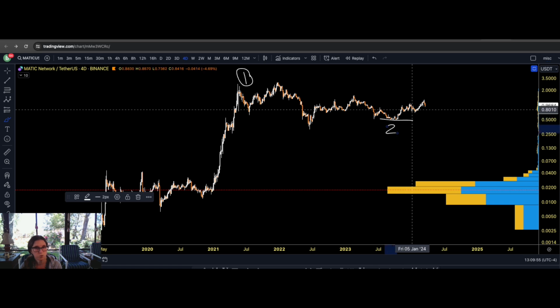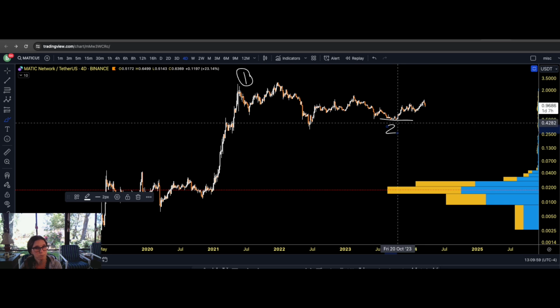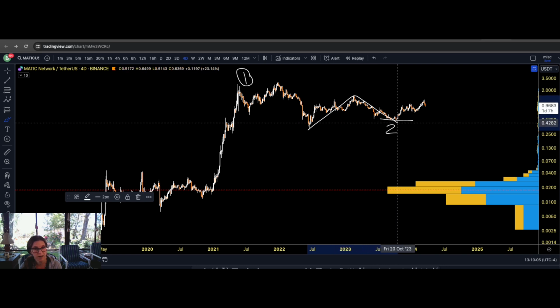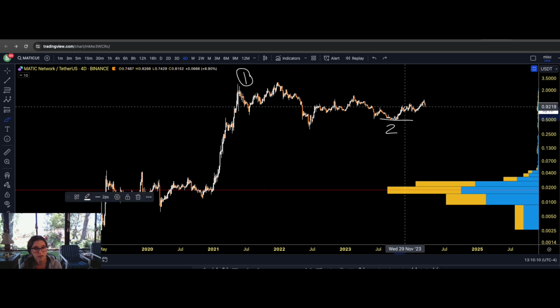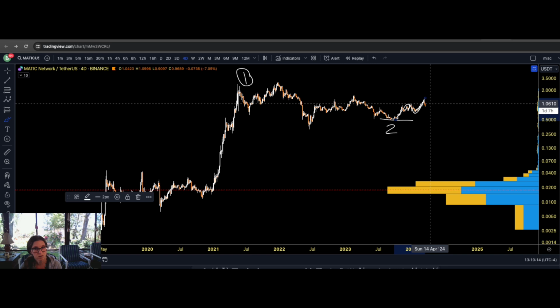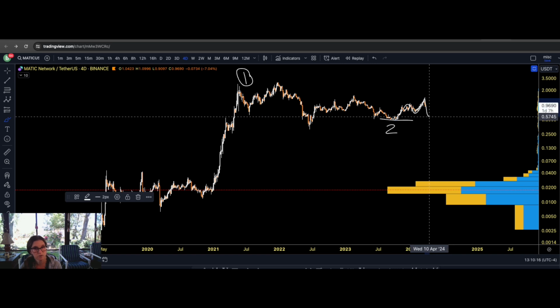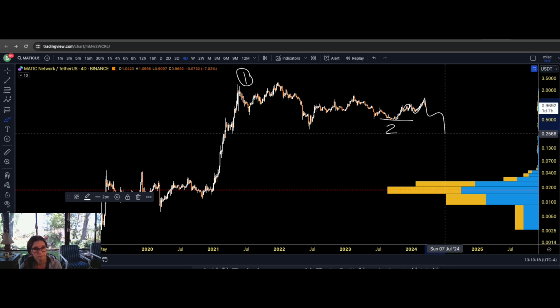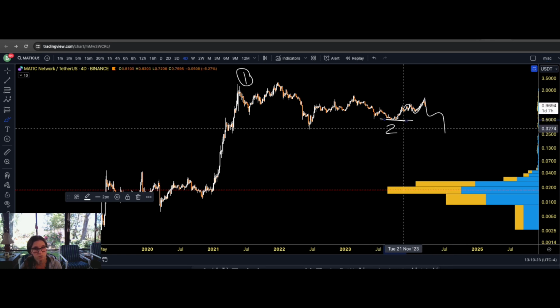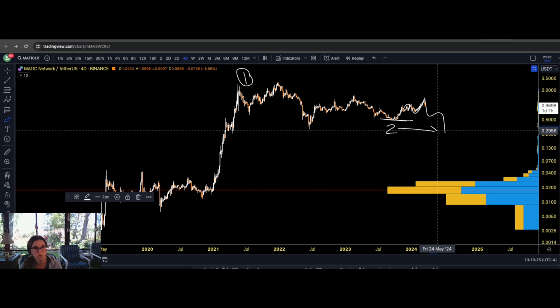We need this move to the upside to be bullish. If it is not bullish, and it turns out that this was just a rally, that it was either coming from back here as a complex structure or from here as an ABC structure, it will mean that Matic will need to reset itself to the downside. It will need to break this low, create a new low, and this wave 2 will be moved over.